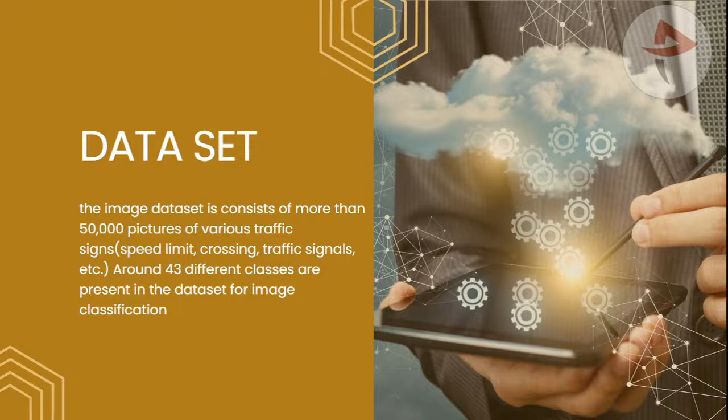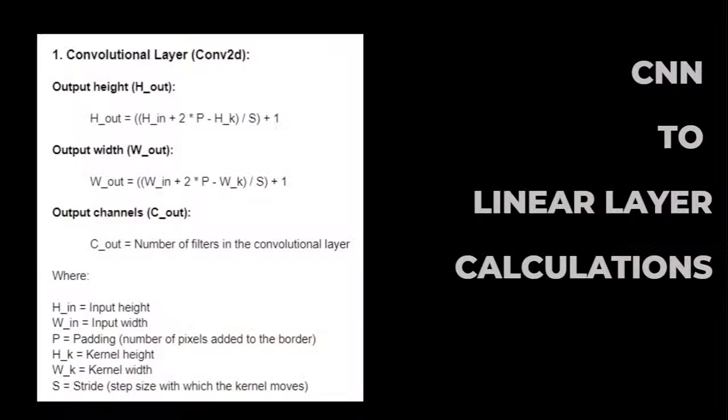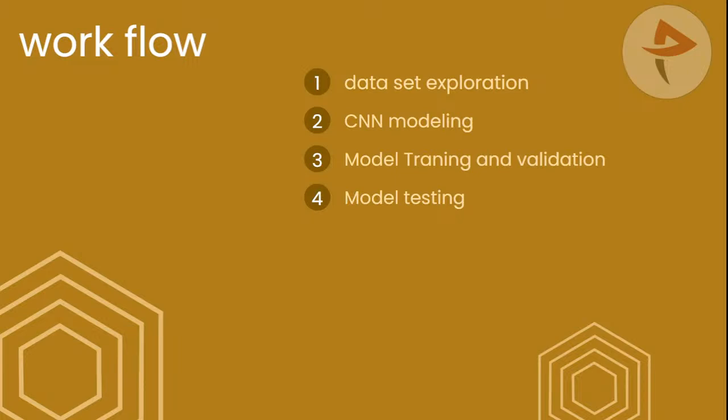The first step is the image dataset, which consists of more than 50,000 pictures of various traffic signs, and it includes speed limit, crossing, traffic signals, etc. Like that, we have 43 different classes present in the dataset for image classification. So the workflow first will be dataset exploration, then we will do CNN modeling, then we will train the model and validate it, and we go for model testing. These are all the steps which we will be doing.